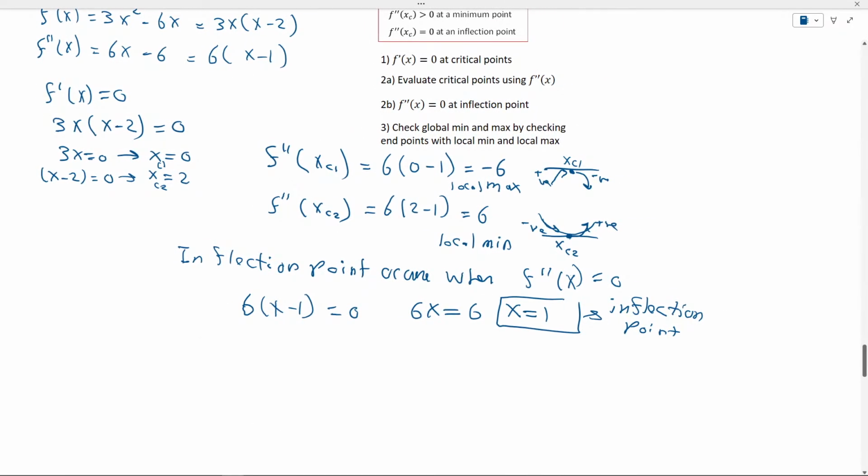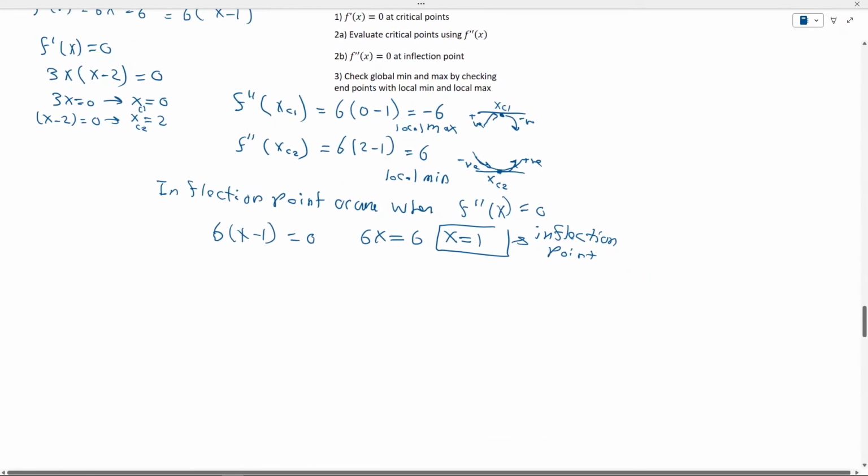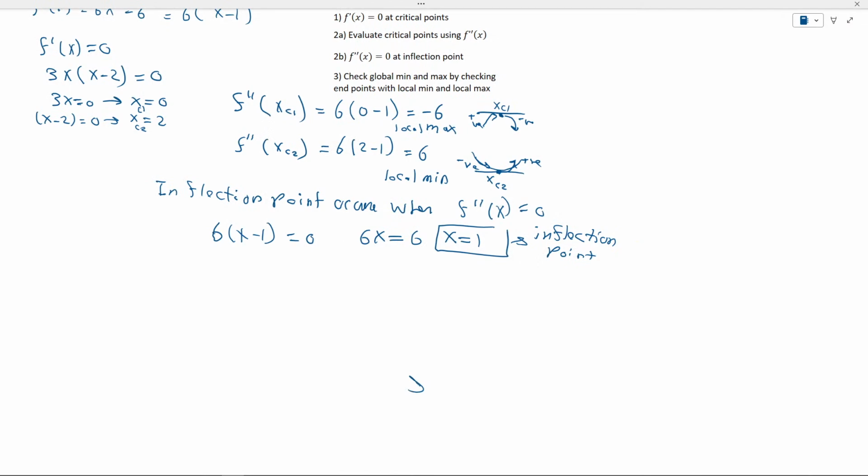I can even plot this function. It's not difficult to plot, let me just do some plotting. Here at 0, I have something, and at 1 I have something. At 0 is my first critical point, here is the inflection point, and here is my second critical point. At 0, I have a maximum, so I have something that looks like this.